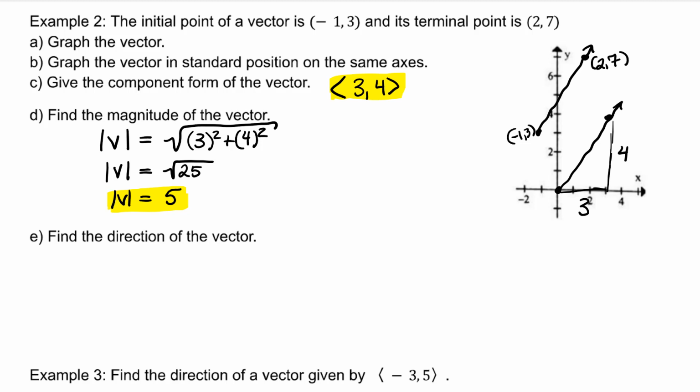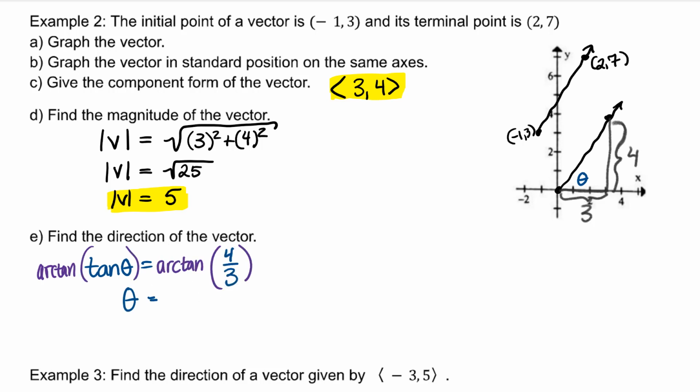Find the direction of the vector. That means we need to find theta. To find the angle between the positive x-axis and our vector, we're just going to use trig. We have all 3 sides of this triangle, but I'm going to use opposite over adjacent. So tangent of theta is equal to the opposite side over the adjacent side. Then we're going to take arctan of both sides and plug it into a calculator to evaluate. And that would be 0.927 radians.